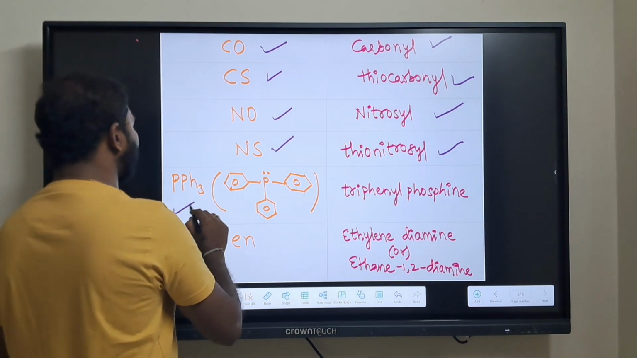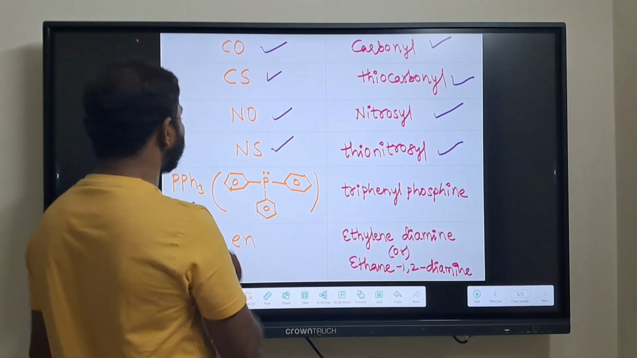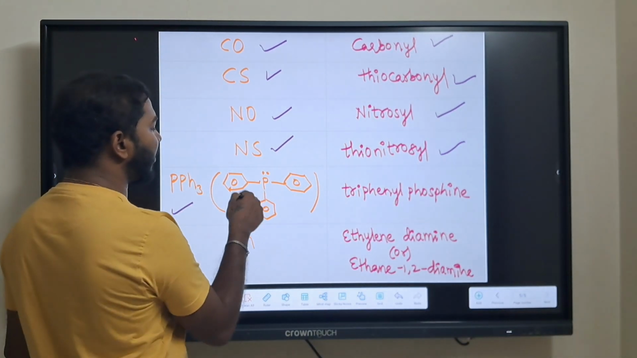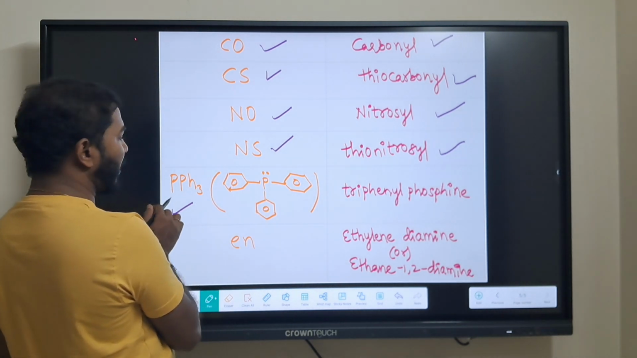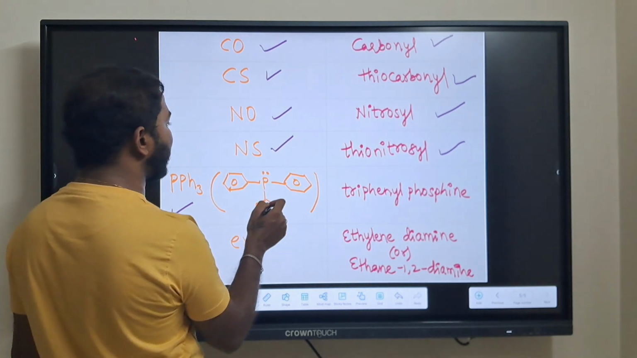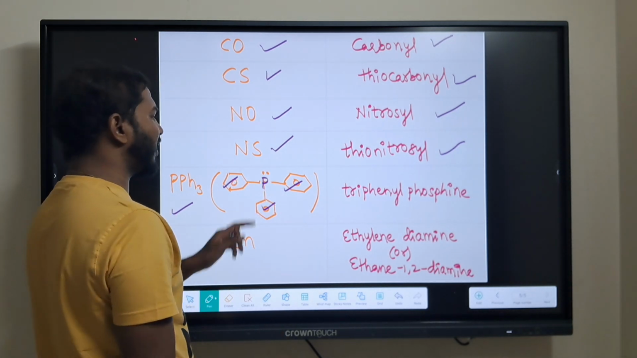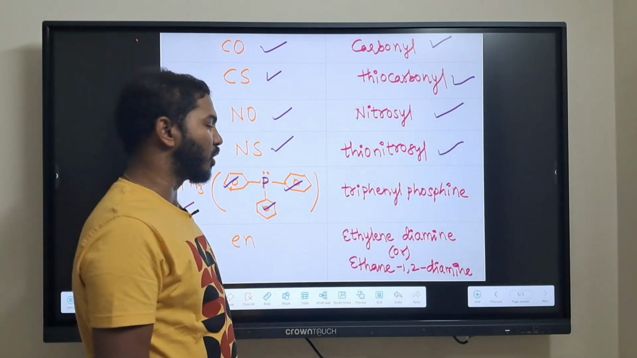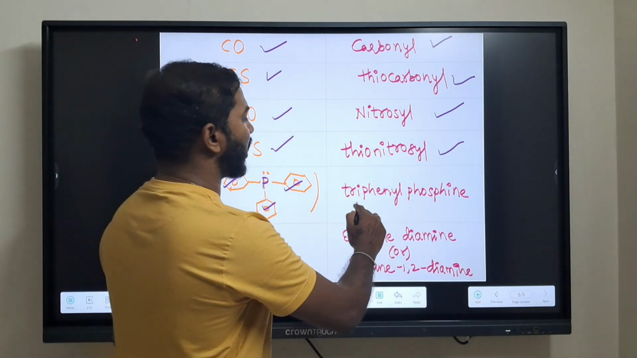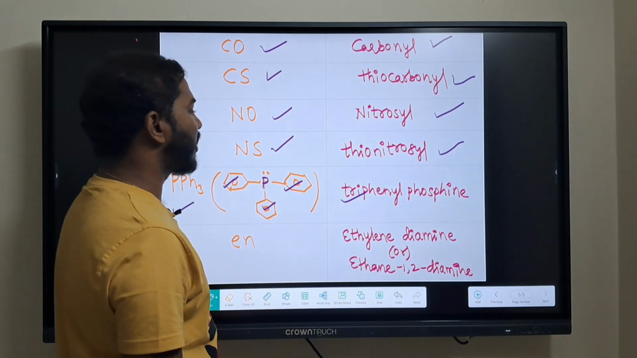This ligand is very important here. PPh3 we generally write in short form, but exactly, three phenyl rings are attached to a phosphorus, and don't forget phosphorus will have a lone pair also. The name of the ligand is triphenylphosphine.